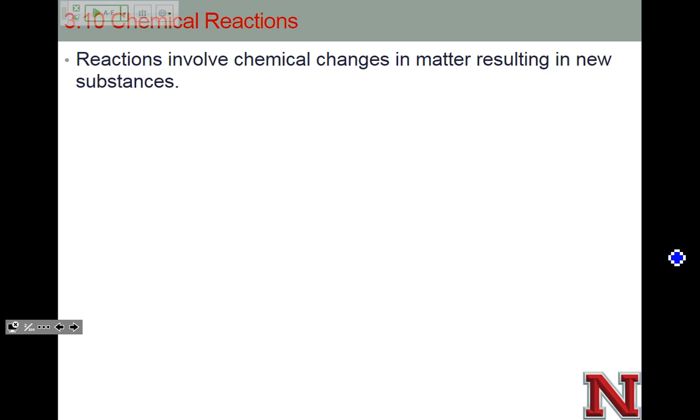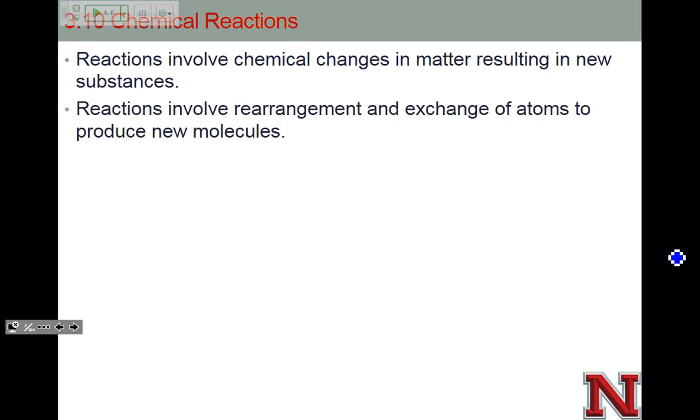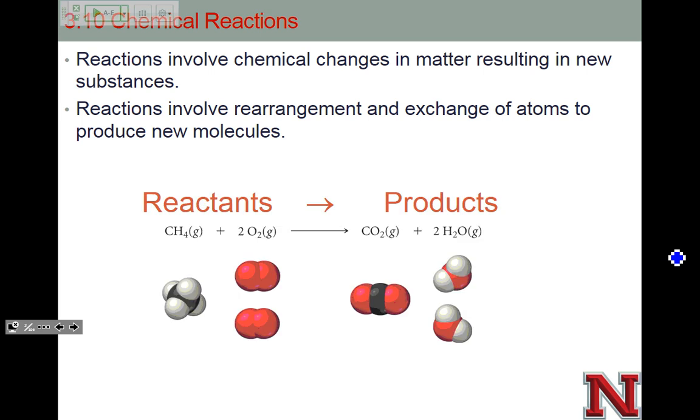And this is when we have changes that somehow result in a new substance. Those reactions might involve a rearrangement, it might involve an exchange of atoms, we might produce new molecules, and we'll talk more about those things throughout the class. The way chemical reactions are written are reactants, and then an arrow, and then products.